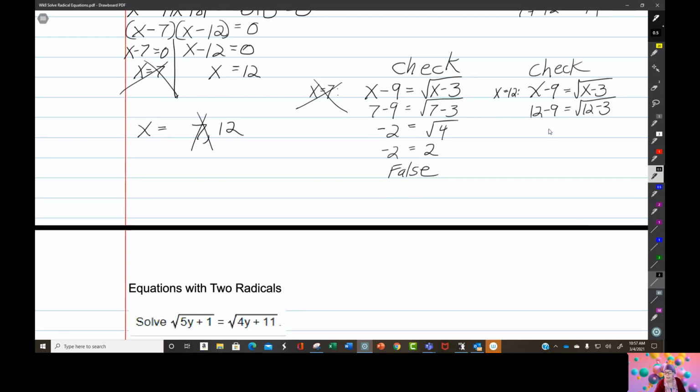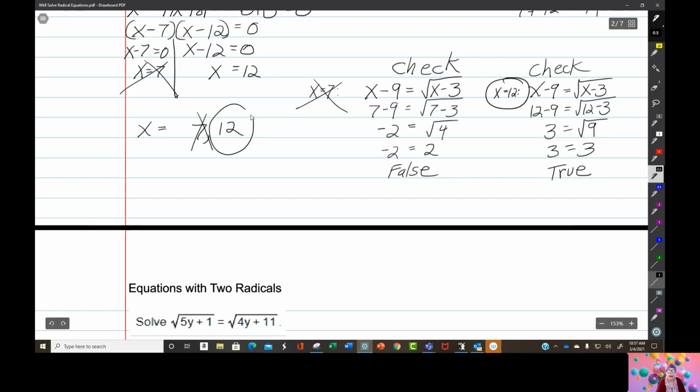All right, 12 minus 9 is 3. 12 minus 3 is 9, so this is the square root of 9. And the square root of 9 is 3, and it really is true that 3 does equal 3. Which means that x equals 12 is our only solution. So x equals 12 is the solution, and x equals 7 is extraneous.